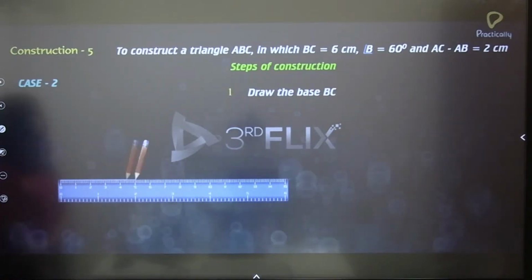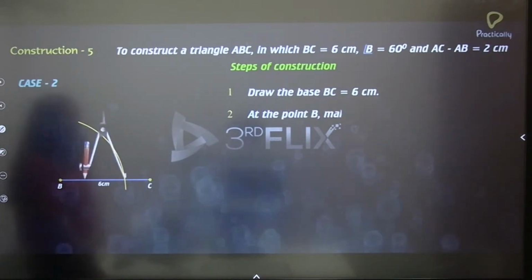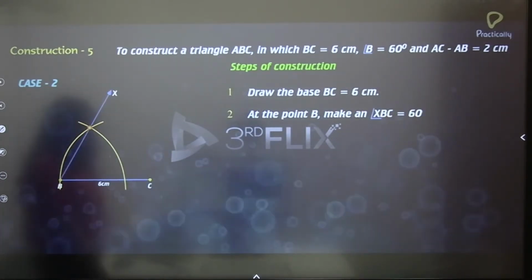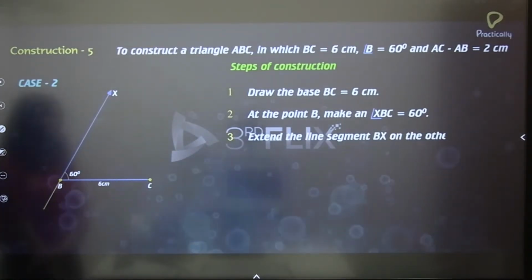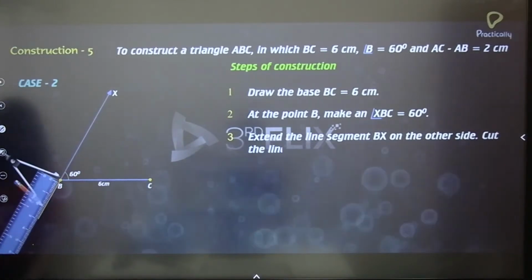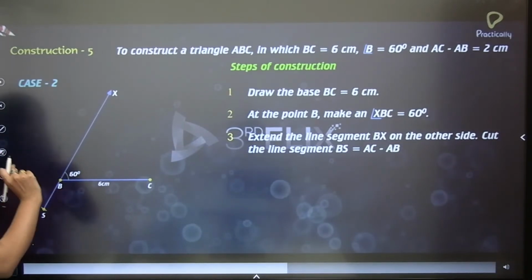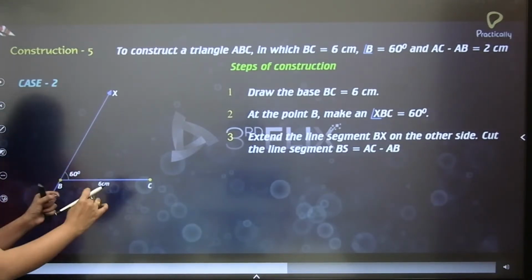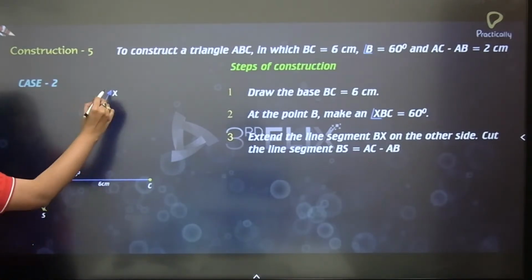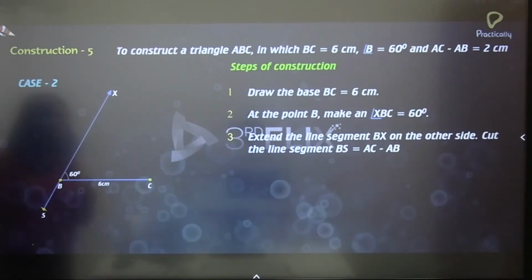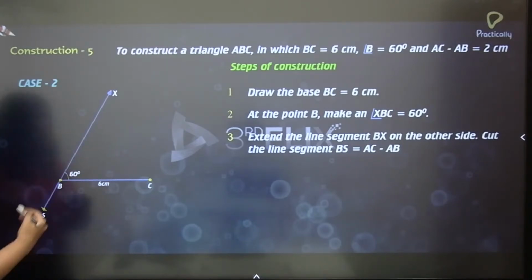What is the first step? Draw the base. Always draw the base. So BC 6 centimeters. At the point B, make an angle XBC equal to 60 degrees. Extend the line segment BX on the other side. So this is where you have to be very careful. Join this BX, fine, but you have to extend the ray BX to the other side. So here check this, SBX is a line. Correct? Let me tell you, extend the line segment BX on the other side, towards the reverse side you have to extend.